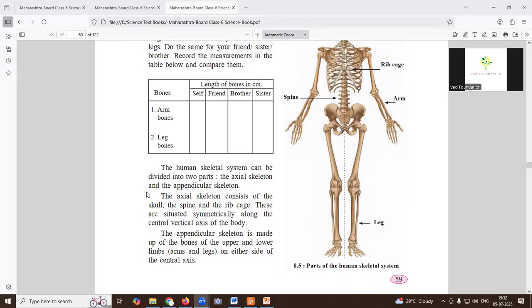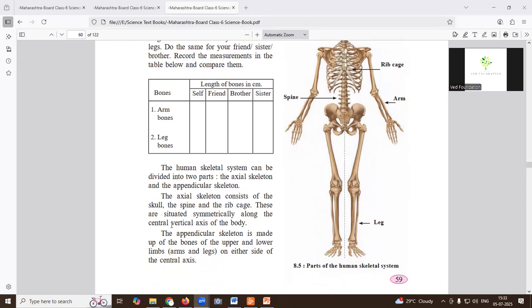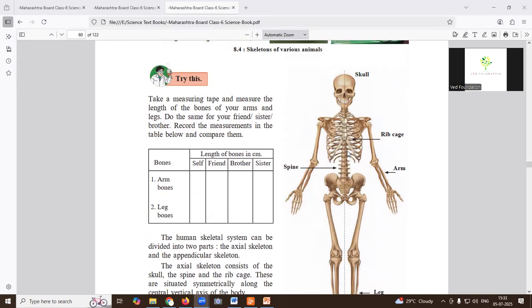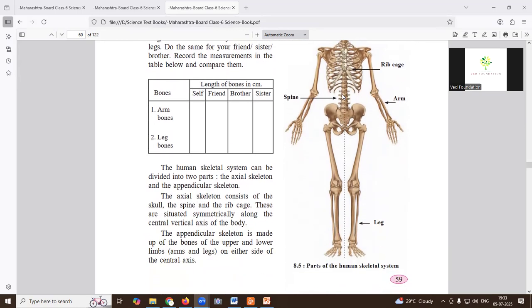The human skeletal system can be divided into two parts. This is human skeletal system. So this system is divided into two parts, the axial skeleton and appendicular skeleton. Axial skeleton consists of skull, the spine and the rib cage. तो ह्यूमन स्केलेटल सिस्टम को टू पार्ट्स में डिवाइड किया जाता है. Axial skeleton and appendicular. Axial skeleton includes skull, spine, and rib cage.